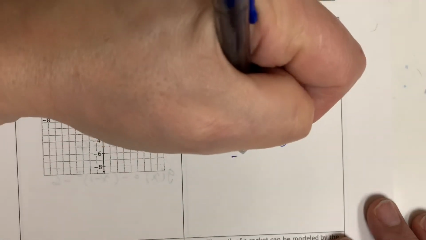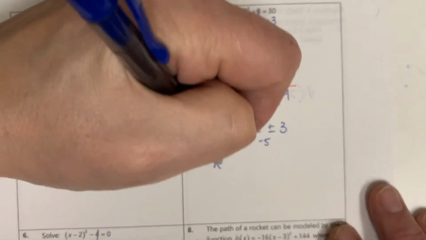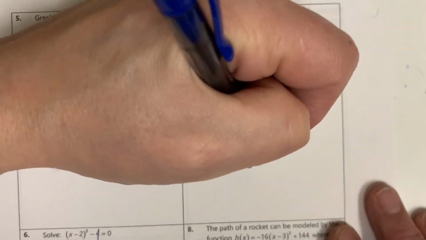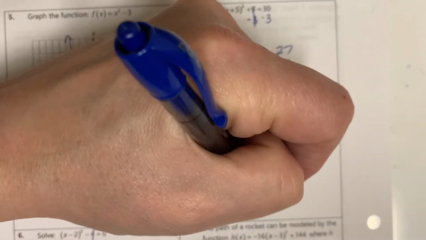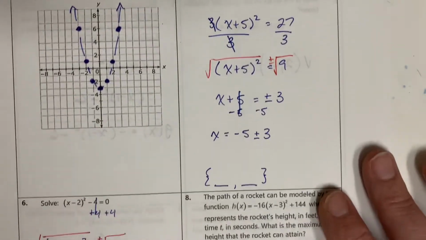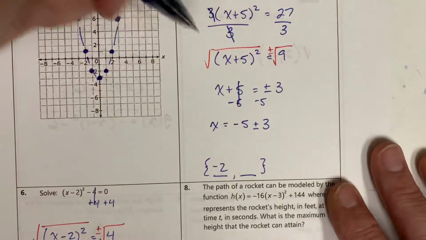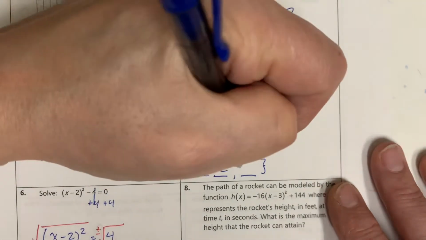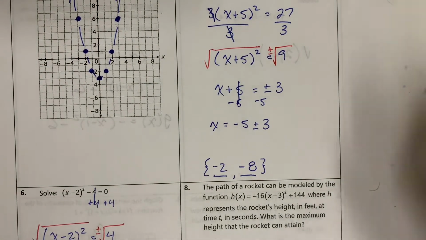We're going to move the 5 over, and we get x is equal to -5 plus or minus 3. So I am looking for two answers. And so one of the answers is going to be -5 plus 3, which is -2, and -5 minus 3 is -8. And that is it for number 7.